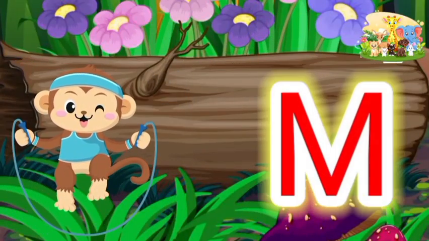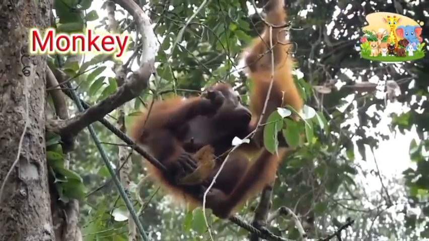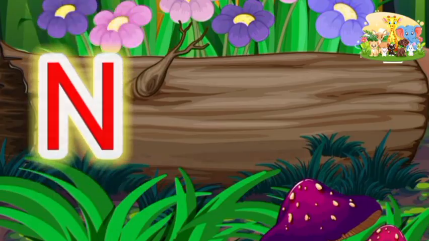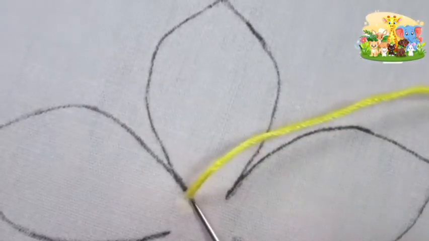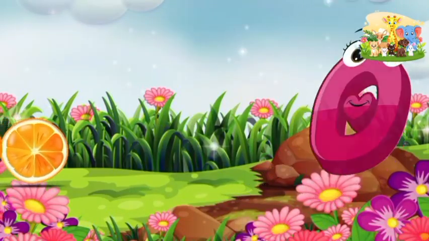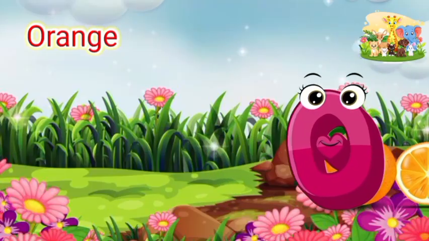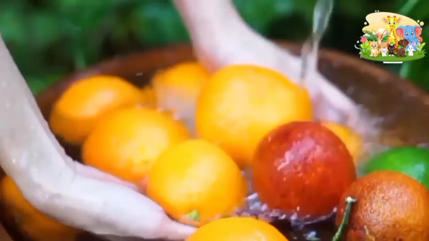M is for monkey. M, monkey. N is for needle. N, needle. O is for orange. O, orange.